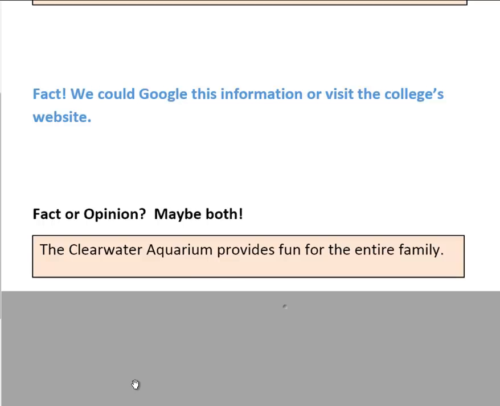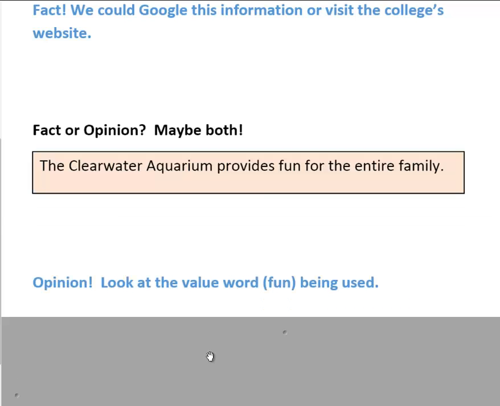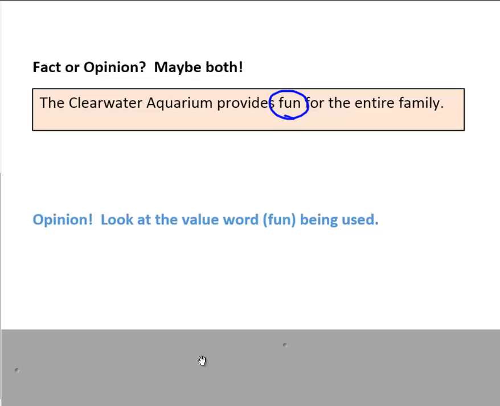Fact, opinion, or both. The Clearwater Aquarium provides fun for the entire family. That is definitely an opinion. Did you spot the value word right here? The word fun is a value word. My opinion of fun and your opinion of fun could be very different. There's no way to prove what fun is, so that is definitely a statement of opinion.